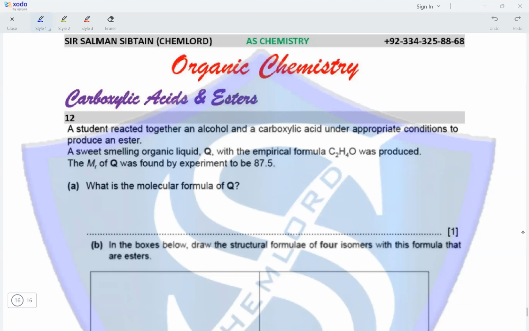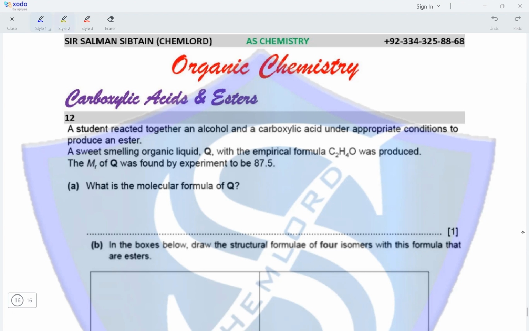Question 12. A student reacted together an alcohol and a carboxylic acid under appropriate conditions to produce an ester, a sweet smelling organic liquid Q with the empirical formula C2H4O. The Mr of Q was found by experiment to be 87.5. What is the molecular formula of Q?